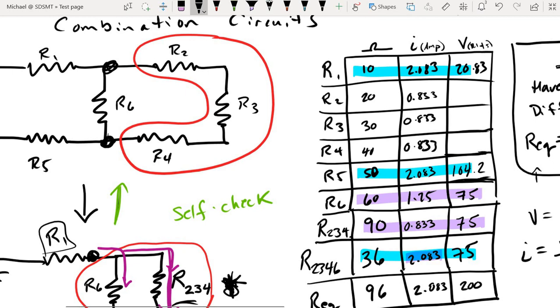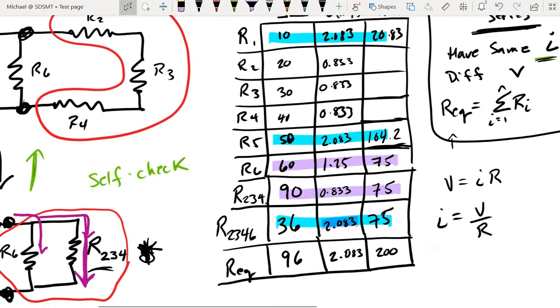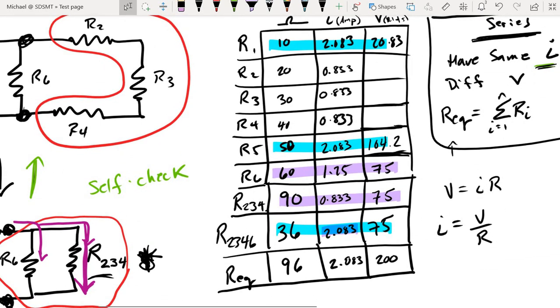And so now you can see just how fast this table kind of fills itself up. And we're going to use Ohm's law once again to fill in the missing pieces. We need the potential values of resistors 2, 3, and 4. We're going to take the currents times the resistances. For resistor 2, I'm getting 16.67. For resistor 3, I'm getting 25.